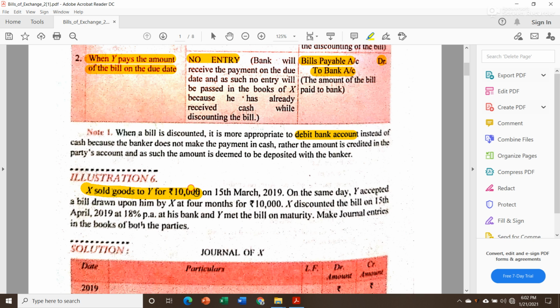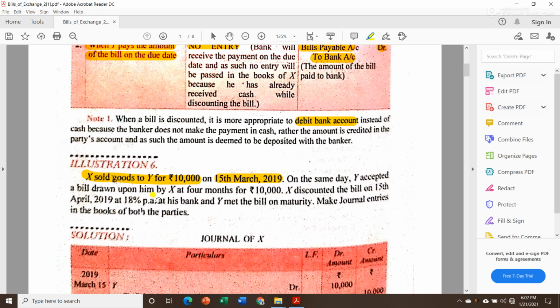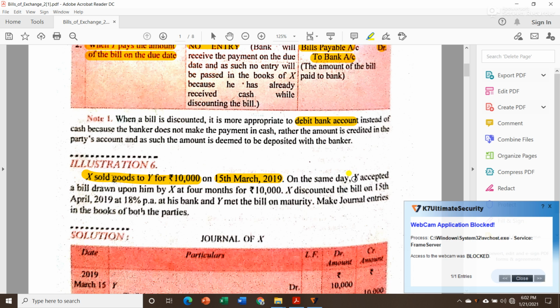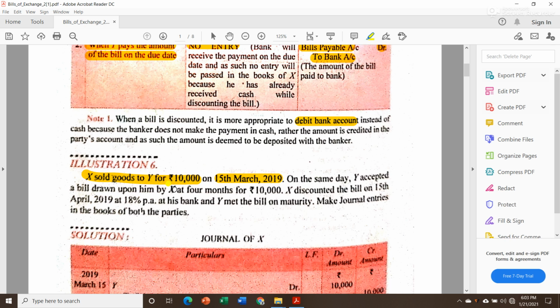X sold goods to Y for 10,000 on 15th March 2019. Since I have mentioned the sales transaction, we have to make a journal entry for that. On the same day, Y accepted a bill drawn upon him by X at 4 months for 10,000. That is, on 15th March, Y accepted a bill drawn by Mr. X for 4 months for rupees 10,000.